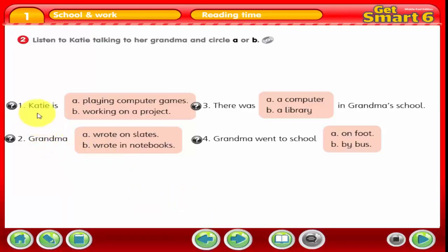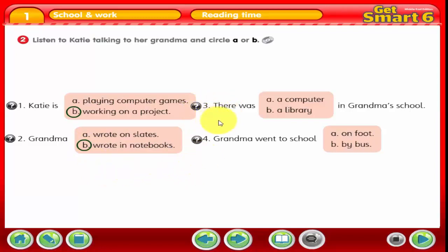Okay, number 1, Katie is playing computer games, working on a project. ماذا تفعل كيتي على جهاز الكمبيوتر؟ هل هي بتلعب ولا بتسوي project نشاط معين؟ Yes, she's working on a project. Number 2, Grandma wrote on slates or wrote in notebooks. جدتها كانت بتكتب على slates الألواح ولا كانت بتكتب في notebooks؟ Katie thought Grandma wrote on slates. كانت كيتي بتعتقد إن جدتها تكتب على الألواح. قالت لا I am not that old. يعني أنا مش كبيرة للدرجة هذه. We wrote in notebooks. كنا بنكتب عندنا دفاتر.